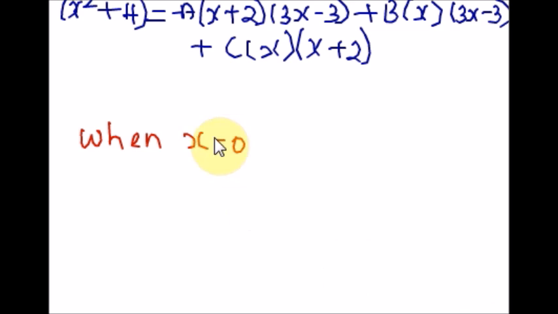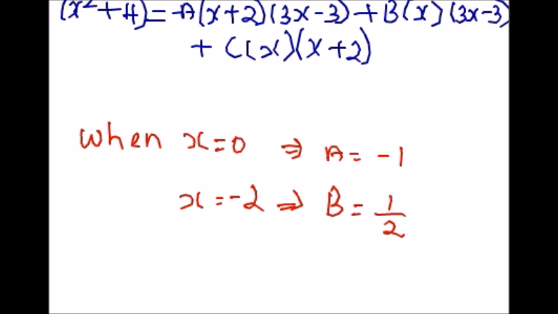When x is equal to 0, if you just plug in x equal to 0 here, I'm getting a equal to -1. Second case, when x is equal to -2, I'm getting b equal to, these two get cancelled out, and this is equal to 1 over 2. When x is equal to 2 over 3, let us just plug in this value here. On the left side I'm getting 40 over 9 and on the right side I'm getting 16 over 9. So if I simplify that, I'm getting 40 over 16, yes, 5 over 2. C value is 5 over 2.